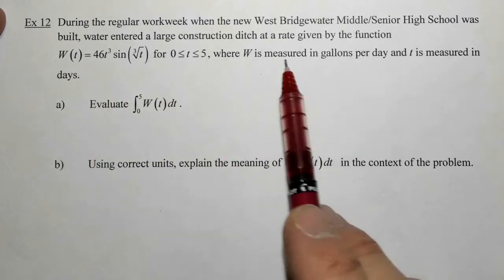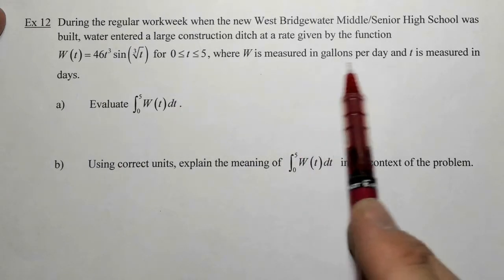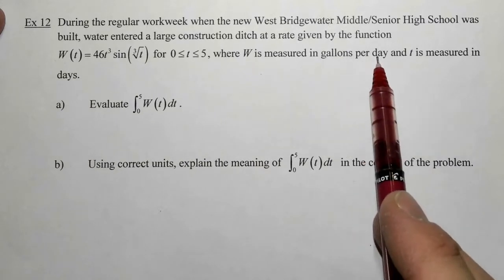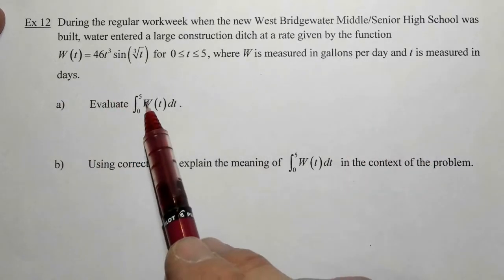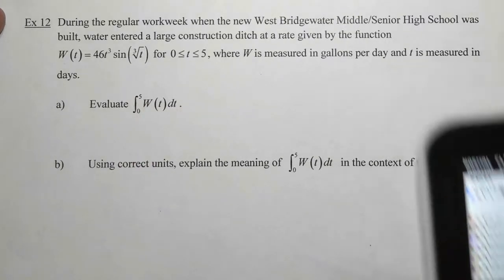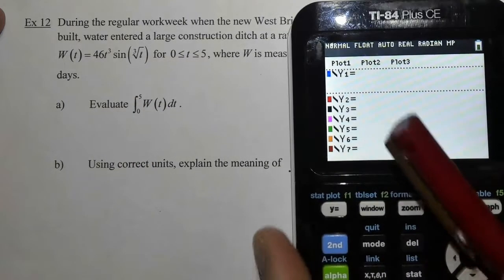where this W of t, because we're dealing with water, is in gallons per day. So this is a rate because it's gallons per day, and t is measured in days. So the first thing we're asked to do is to evaluate this from 0 to 5. So we're going to go back to the calculator. We've got to enter in this equation.